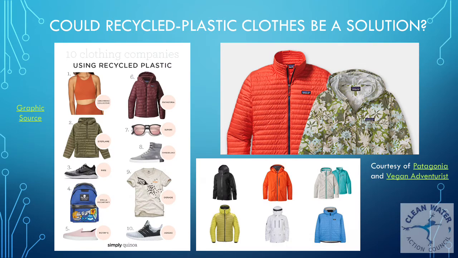So one proposed solution has been recycled plastic clothes. I'm sure you've seen a lot of these come up to the market recently. They're touted as a really great way to reduce plastic use. So could these be a good solution? Outdoor companies such as Patagonia or Polartec have implemented these as waste reduction efforts.